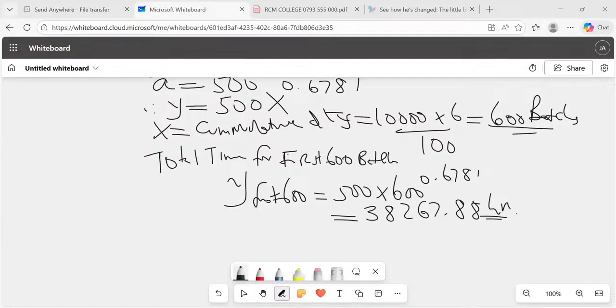Because they want us to give them the entire life cycle, we look at requirement 2: compute the cost gap or cost savings in the target cash flow of the product over its entire 6 months life cycle. So 6 months will be 6 times 100 batches. That's how I got my 600 batches.